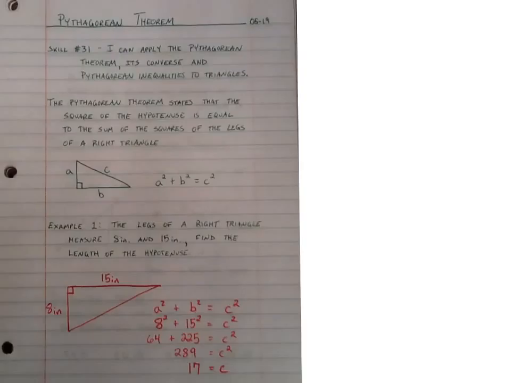In our diagram of a right triangle, we have side A, side B, and the hypotenuse is side C. So the square of the hypotenuse, C squared, is equal to the sum of the squares of the legs. A squared plus B squared equals C squared.